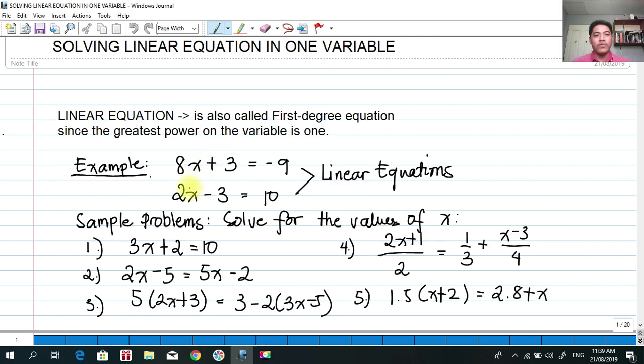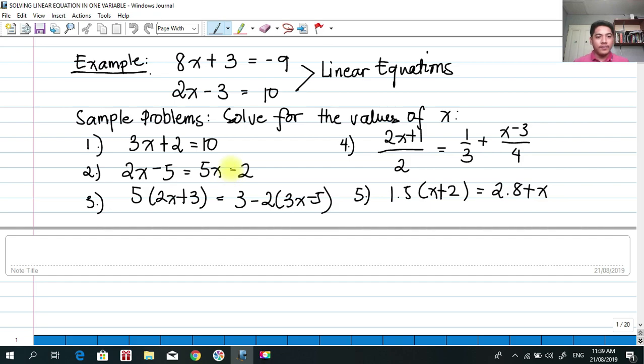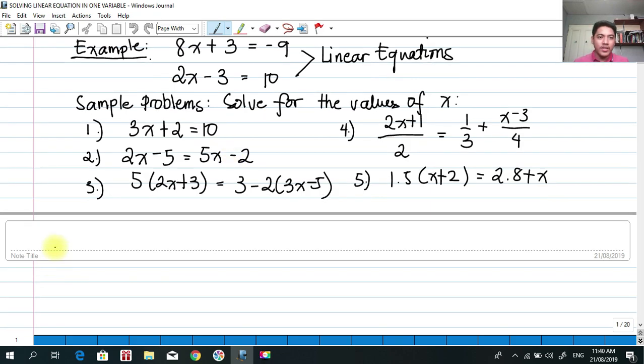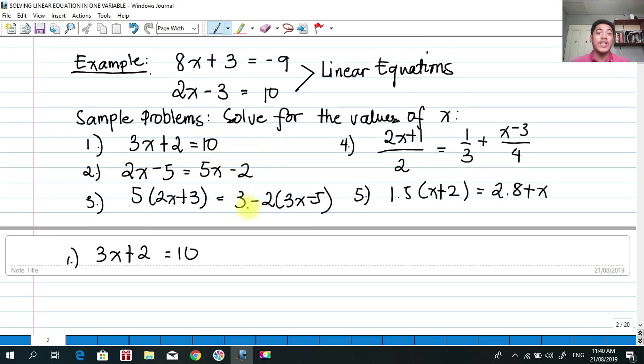The same goes for 2x minus 3 equals 10. So the common problem in a linear equation is that we have to find the value of x in order to satisfy the equation. This is an introductory topic in algebra, and an important lesson for knowing how to find the value of x in a linear equation. It can be any other variable, like a, b, c, but in algebra it's common to use x.